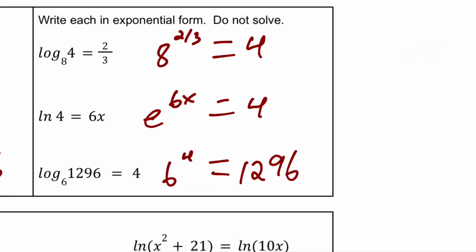Expanding these into exponential form, we can say 8 to the power of 2/3 is 4, e to the power of 6x is 4, because remember the natural log is just log with a base of e. And 6 to the power of 4 is equal to 1,296.